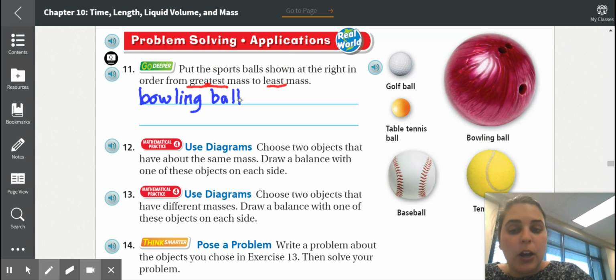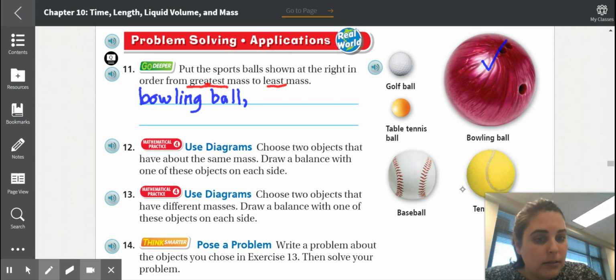Okay, and we're listing things, so we need to put commas in between. Bowling ball, check. What do you think would go next? A golf ball, table tennis, another word for that ball is like a ping pong ball, a baseball and a tennis ball.